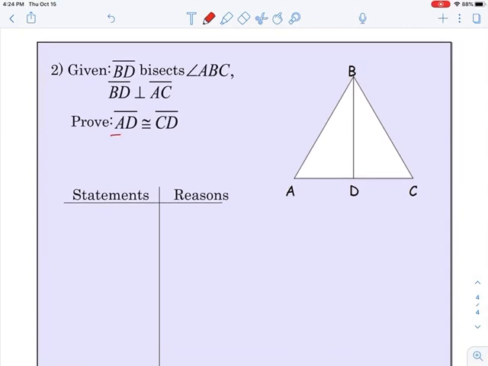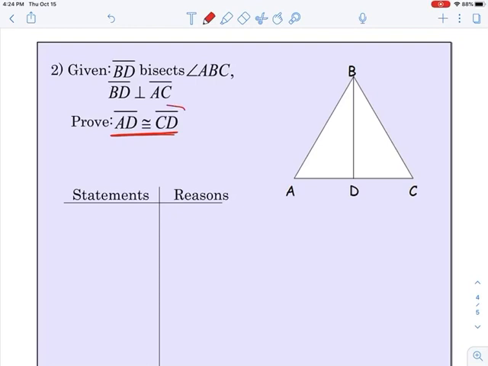Instead of proving 2 angles are congruent, we're going to prove 2 line segments are congruent. Again, literally all we're doing is adding one step to our proofs here. So again, I'm given that BD bisects angle ABC, and that BD is perpendicular to AC, and I want to prove that AD is congruent to CD.